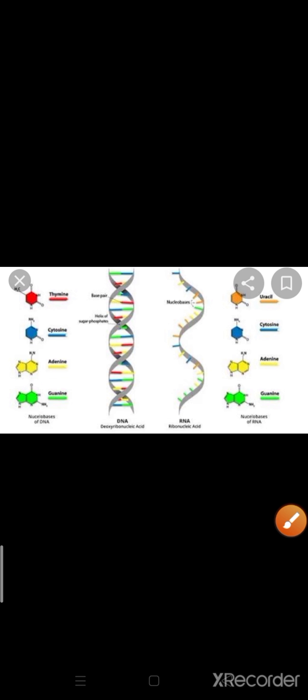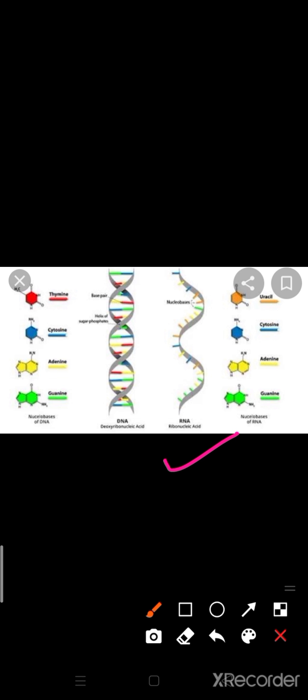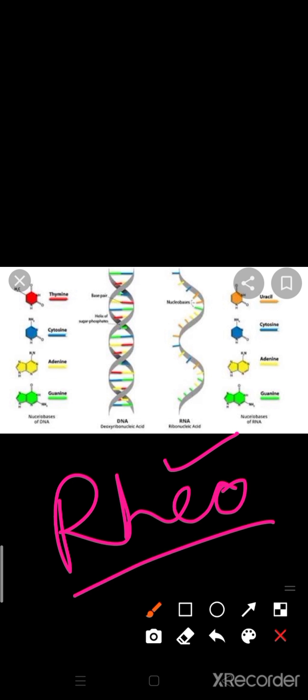Also, generally we know RNA is always present in a single stranded form, as you can see on your screen, but there is some exception. RNA can also be present in double stranded form. An example is again a virus, the Reo virus. So RNA is also present in double stranded form in the Reo virus.